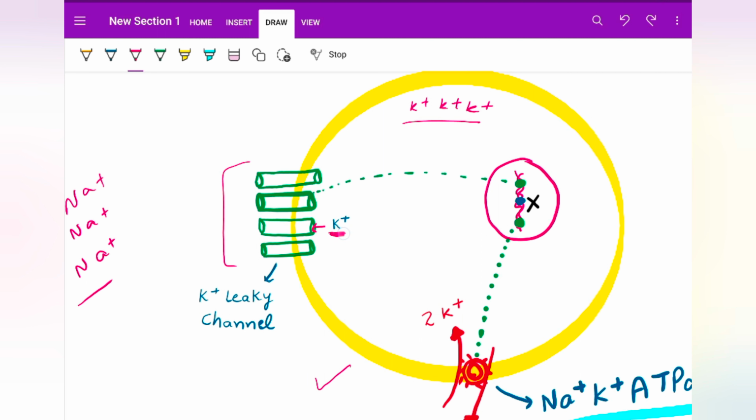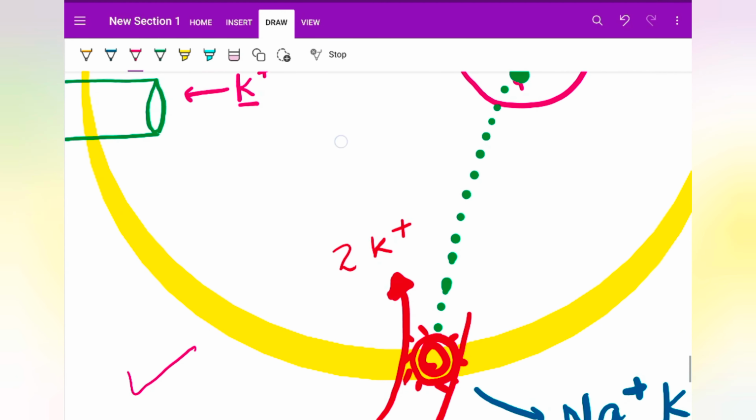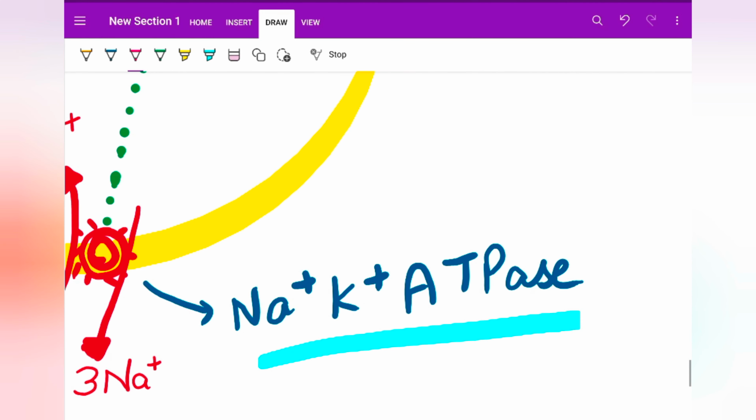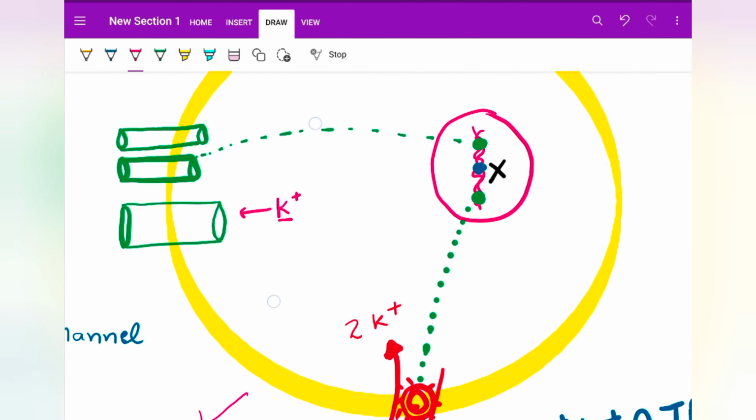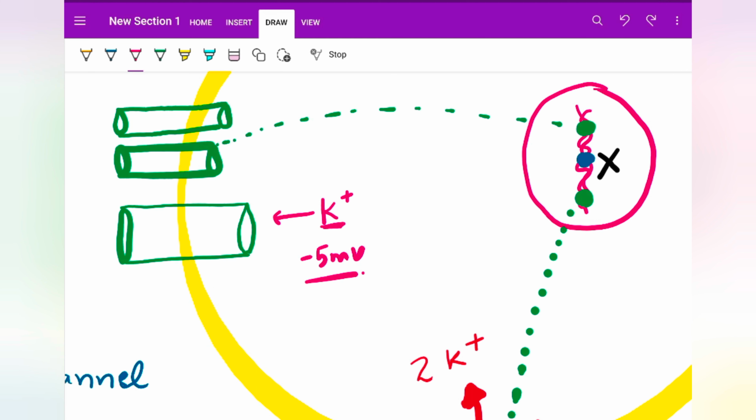I'll make a big channel here so you all can see what really happens. Now, this K plus has a very strong concentration gradient outwards. But remember, due to this pump, sodium potassium ATPase, the cell interior is already electronegative by minus 5 millivolt. Now, potassium is a cation, right? It is positively charged. So when these positively charged ions are trying to move out because of their concentration gradient, this electronegativity will try to hold them in. But the concentration gradient is trying to take the K plus out.